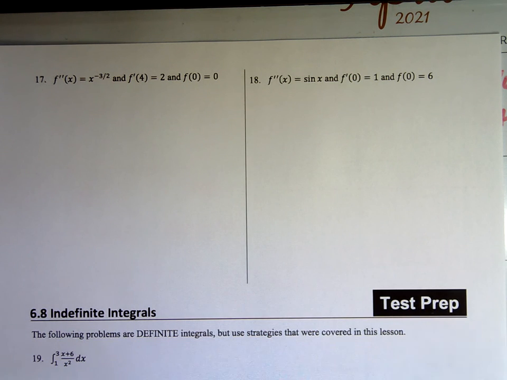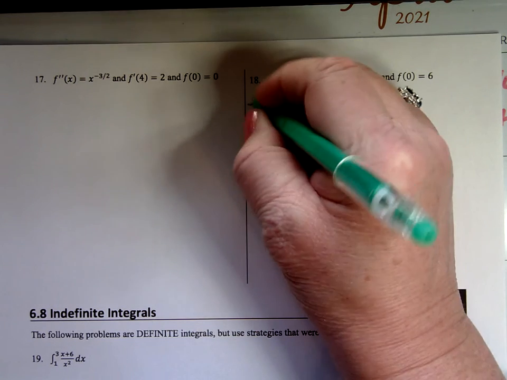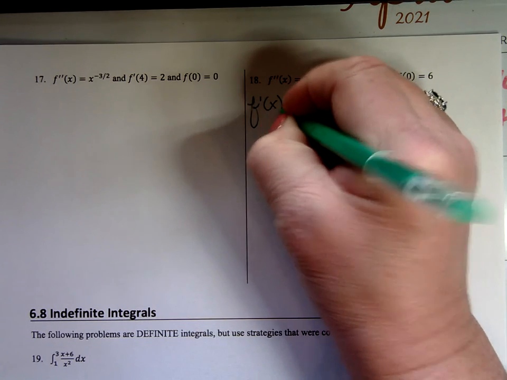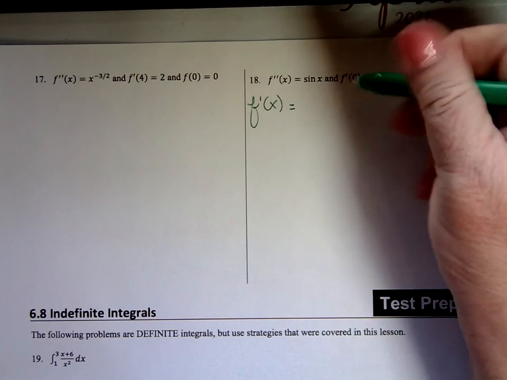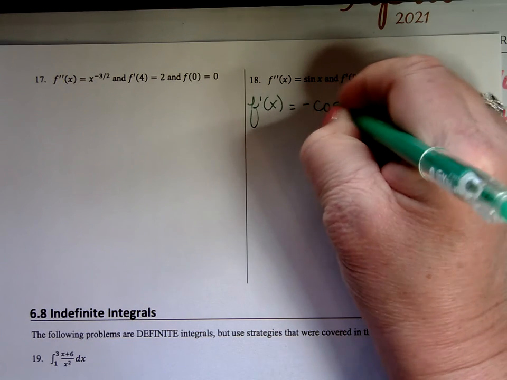I'm going backwards a step. I'm taking a step back. So that means I need to use the integral. I want to go from the second derivative to the first derivative. That's job number 1. So that just means take the integral of sine of x. Well, the integral of sine of x is a negative cosine of x, like we've seen, plus c.